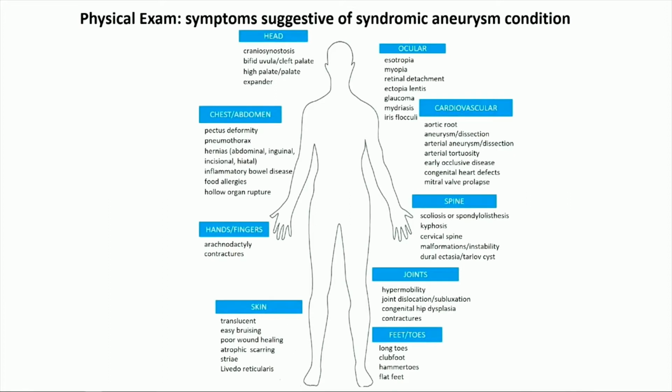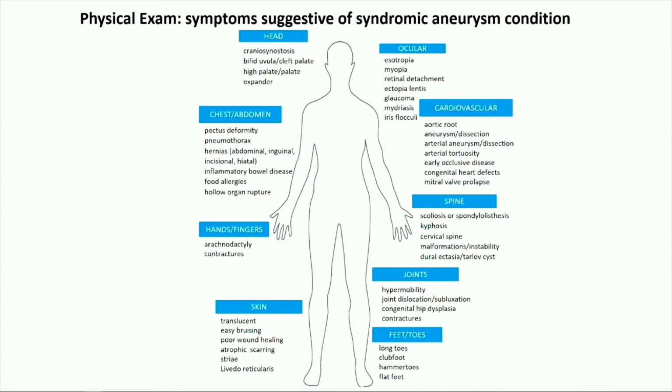So when thinking kind of head to toe, we think about craniosynostosis or premature fusion of any skull bones. There can be cleft palate or high palate. In the ocular system, some clues include eye muscle diseases or wandering eyes when people are young kids. There can be myopia or retinal detachment, lens issues, and some other eye conditions that are indicative of smooth muscle conditions.